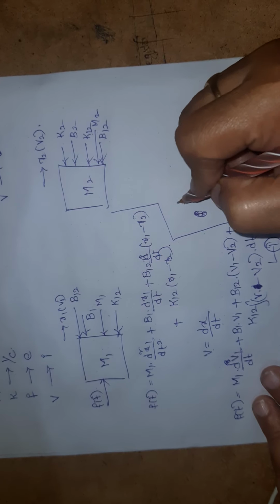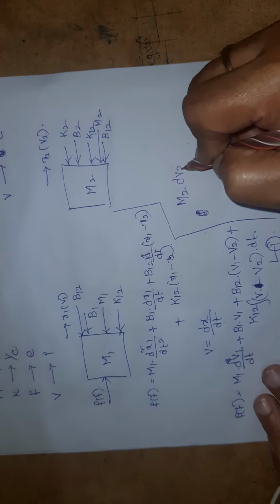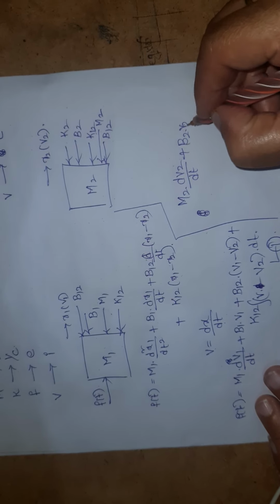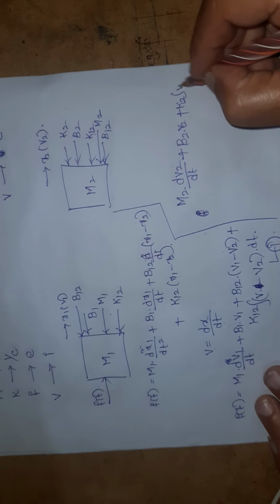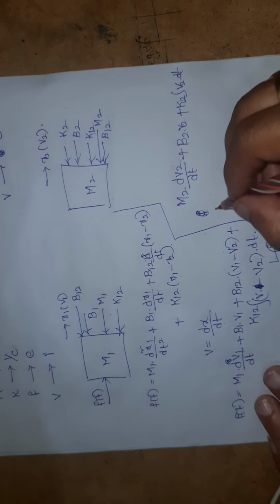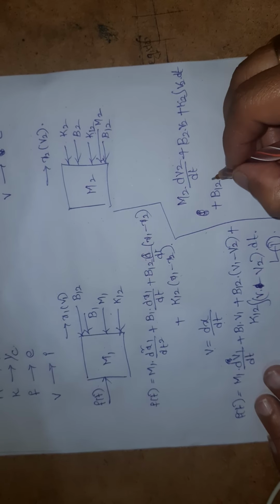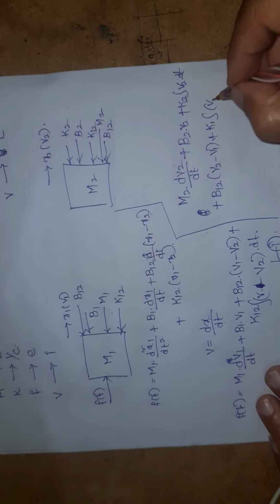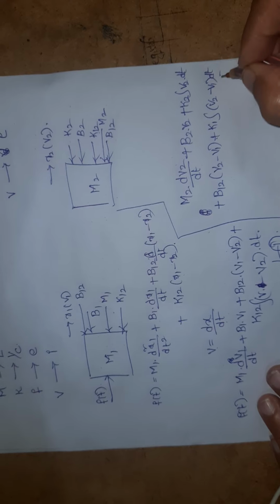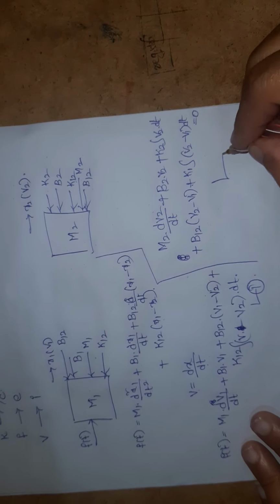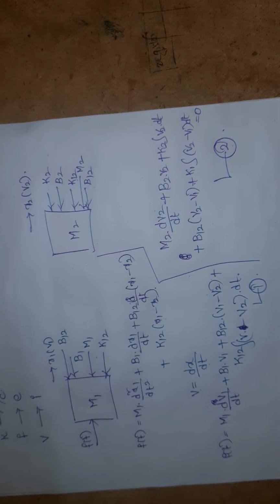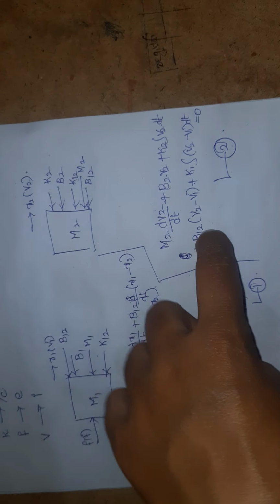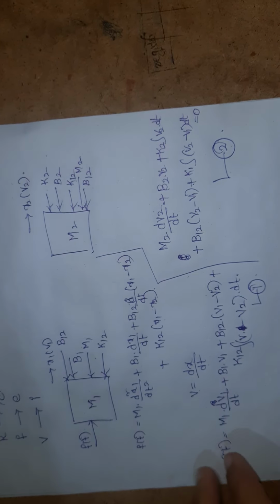So now here, m2 into dv2 by dt, directly I am writing, plus b2 into v2 plus k2 into integration of v2 into dt plus b12 into v2 minus v1 plus k1 into integration of v2 minus v1 into dt equal to 0. So this is expression 2. Okay, now from these equations, you have to draw the force to voltage analogy first.